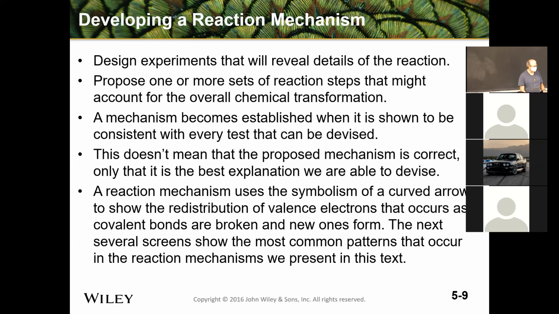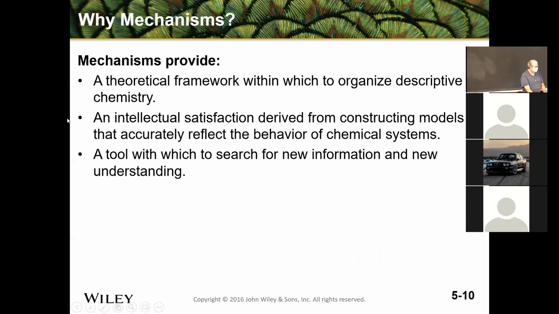Okay, and then you propose the set of steps, and bullet point number 4, if the evidence is consistent with the mechanism, that doesn't mean the proposed mechanism is correct necessarily, but it is the best explanation. Okay, and in this course and in organic chemistry, we use a curved arrow convention to show the movement of electrons. Okay, that's something we're going to do all throughout the rest of the course.